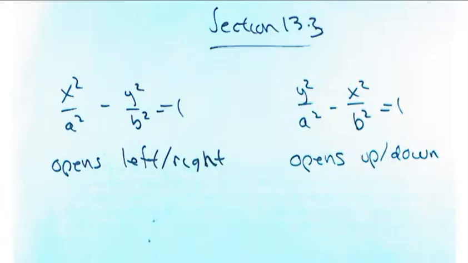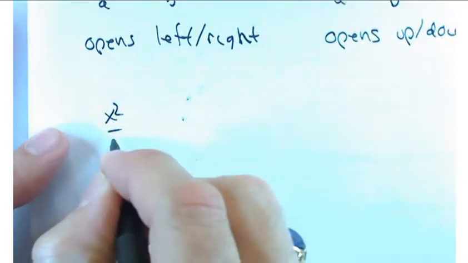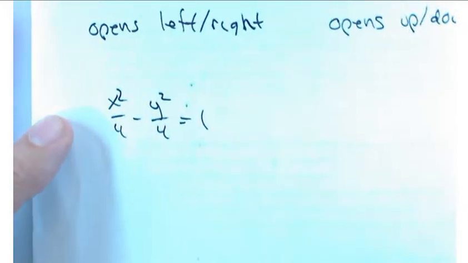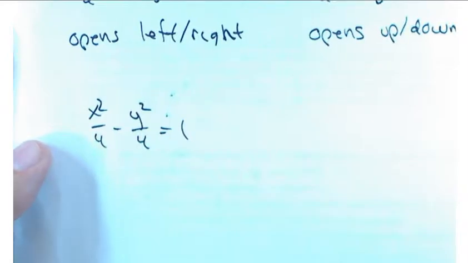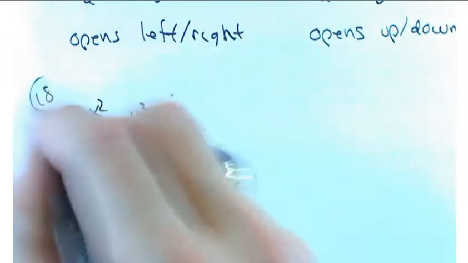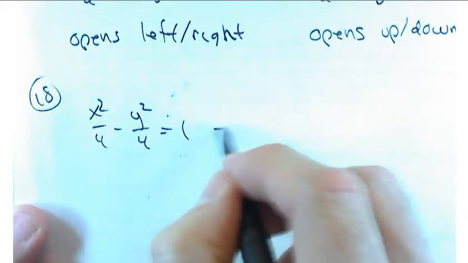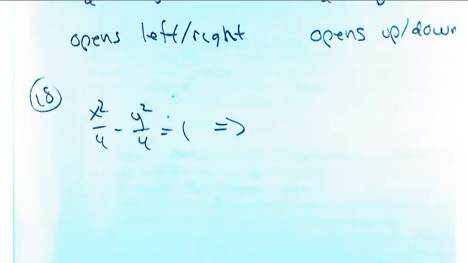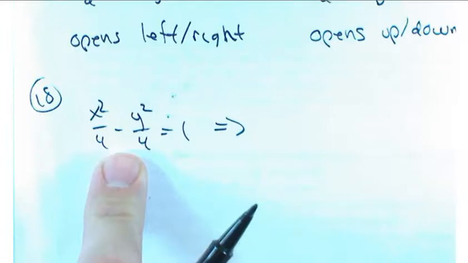So problem number 18, we've got x squared over 4 minus y squared over 4 equals 1. Which way is this going to open? Left and right or up and down? Good, left and right. The x squared term is positive. I would suggest we rewrite this. What's the difference between this and an ellipse? How can I tell that I'm not dealing with an ellipse and I'm dealing with a hyperbola?